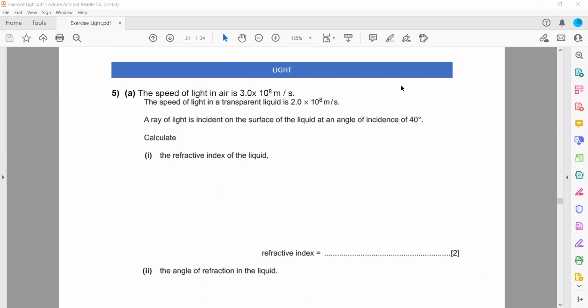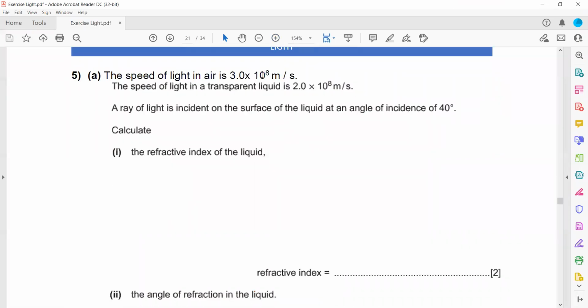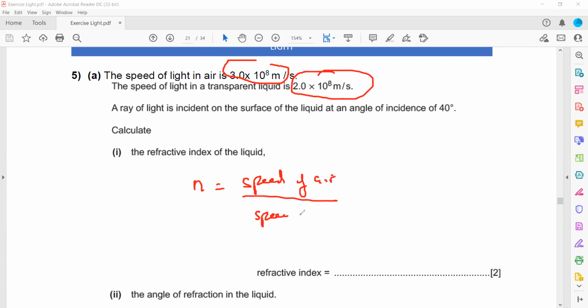In question 5, the speed of light in air is 3 exponent 8 and the speed of light in a liquid is 2 exponent 8. We have to calculate the refractive index. So refractive index is equal to the speed of light in air or vacuum divided by the speed in the medium. Speed of light in air is fixed, 3 into 10 to the power 8, and speed in the medium is given, 2 into 10 to the power 8. When we simplify, we get 1.5.